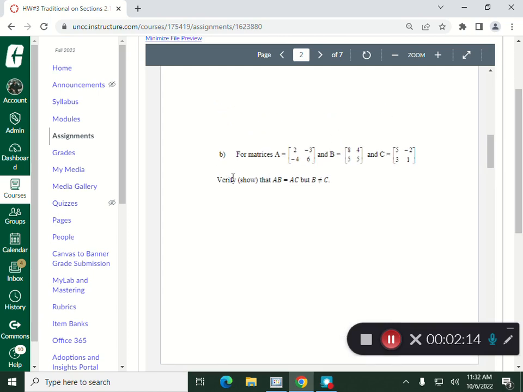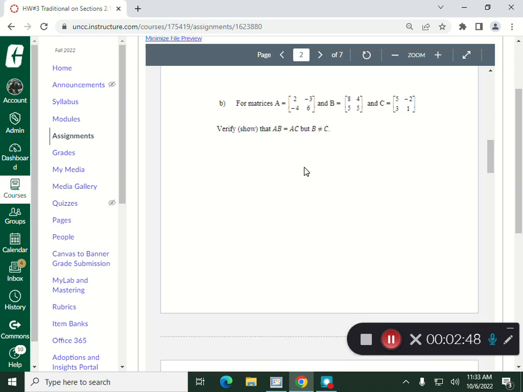Again, I want you to verify, which means show that A times B equals A times C, but B doesn't equal C. Clearly, B is right here, C is right here, and they're not equal to each other because for matrices to be equal, each entry has to be the same. But then I want you to show that A times B will give you one matrix, A times C will give you the same matrix, but you've got to show me that by showing your work. So here's a classic example of A times B equals A times C, but B doesn't equal C. So you don't always get that property like we do with integers and things like that.